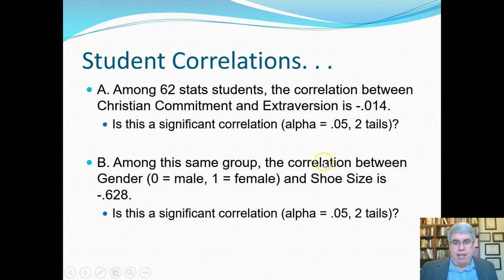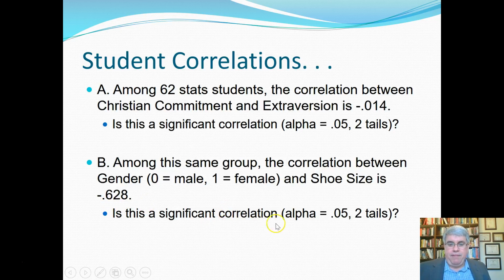So does that mean that men or women had smaller shoes? Well, the low number is male and the high number is female, so you can kind of do the logic. The more you become female, the smaller your shoe size is. That means females have the smaller shoe size given the negative correlation, which is good news because that's probably what everybody would have guessed also.